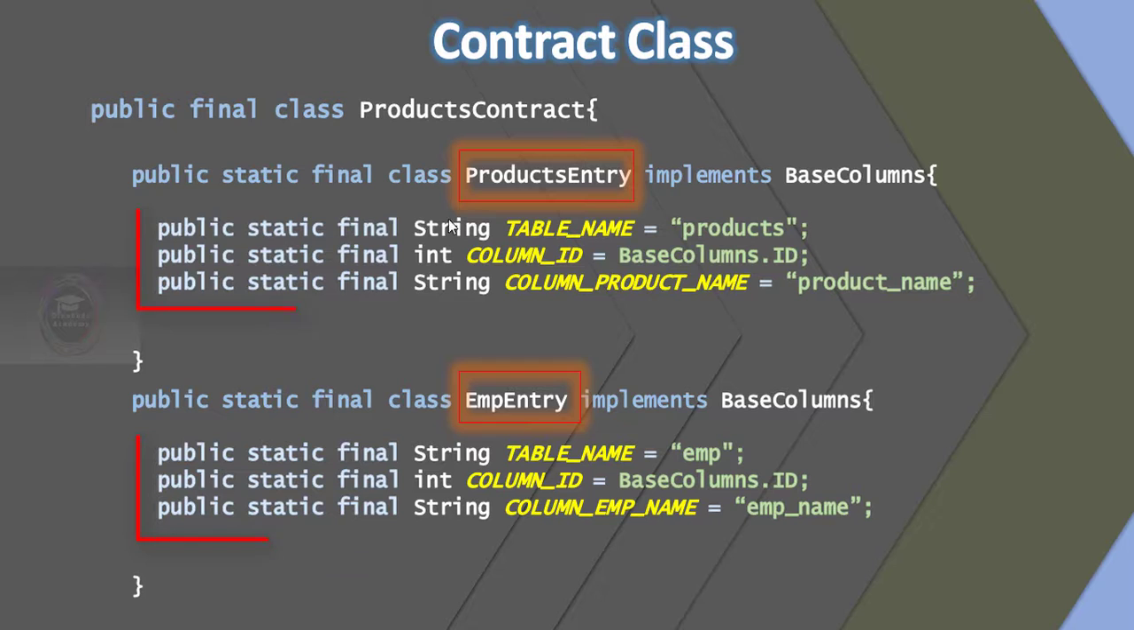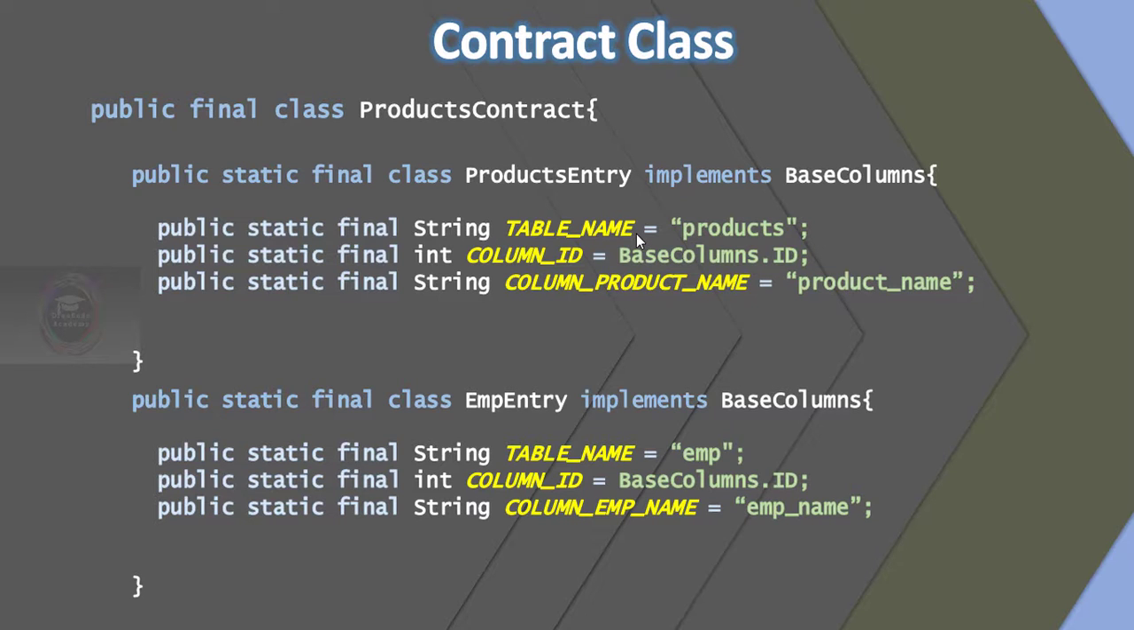Now you can see there are three fields defined inside this class, that is products entry, also in EMP entry. The first is the table name. As I had already told you, the contract class will host the table name, means the constant created inside the table name. And the second, you can see the table name inside the EMP entry class. Now you can see we have column ID and also column ID. This will be auto generated and SQLite automatically creates for you, or you can also declare it as per your convenience. Now this is a column which will be created inside this products entry class.